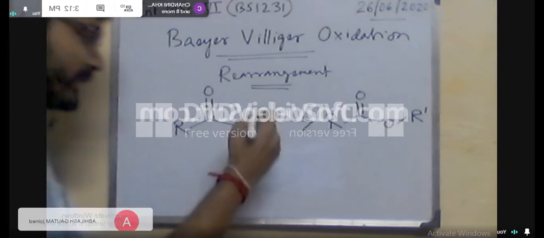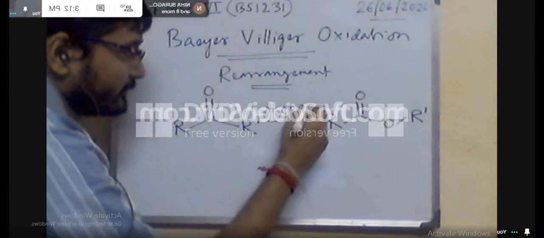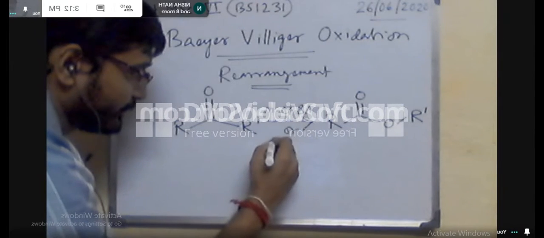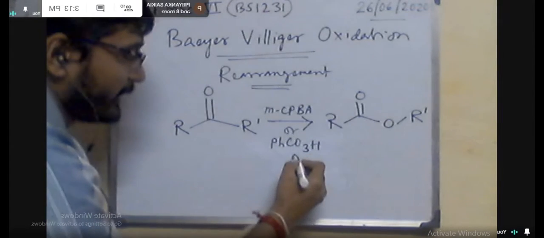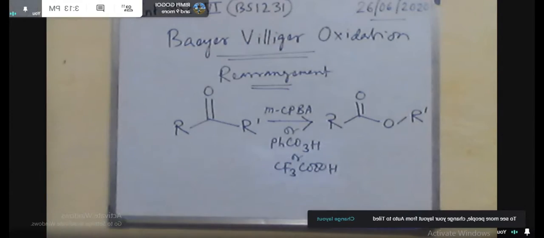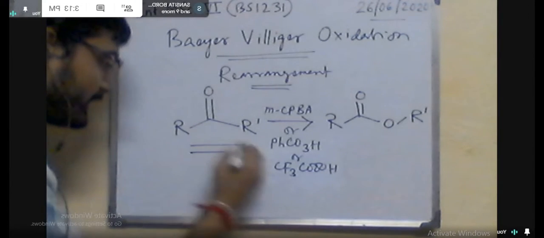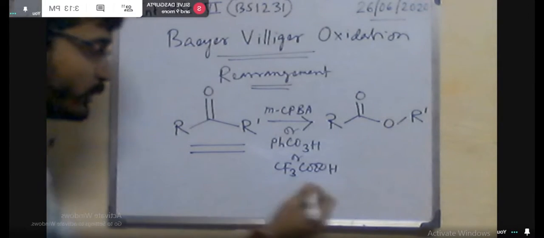And the reagent in this case is MCPBA, that is the metachloroperbenzoic acid or simple peroxybenzoic acid, or sometimes it may be trifluoroperoxybenzoic acid. So these are the oxidizing agents used here, and the target of the reaction is to convert the carbonyl, that means either the ketone or the aldehyde, to its corresponding ester.